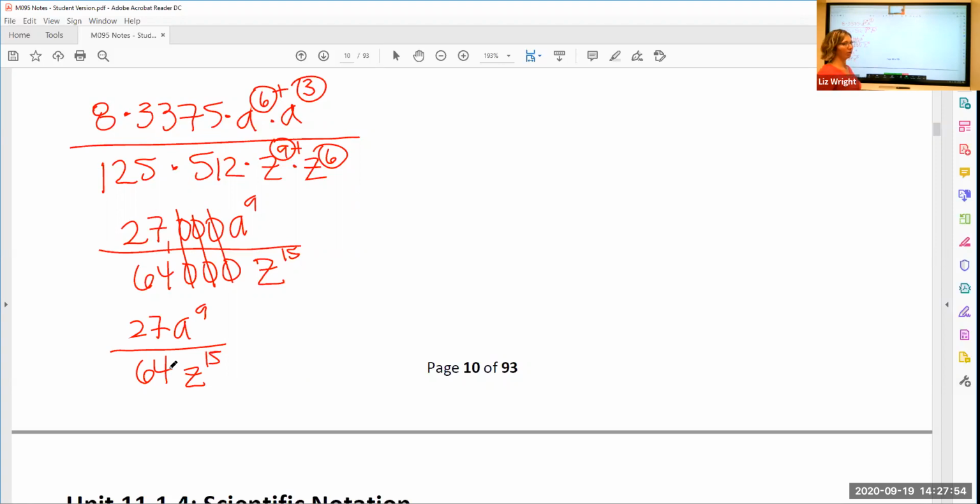And then I would check, is there anything that can go into 64 that also goes into 27? So just checking that, and you could check your divisibility rules for 3 and 9 if you wanted to for 27. And what you find out is that that's as far as it'll go, because it's reduced right there.